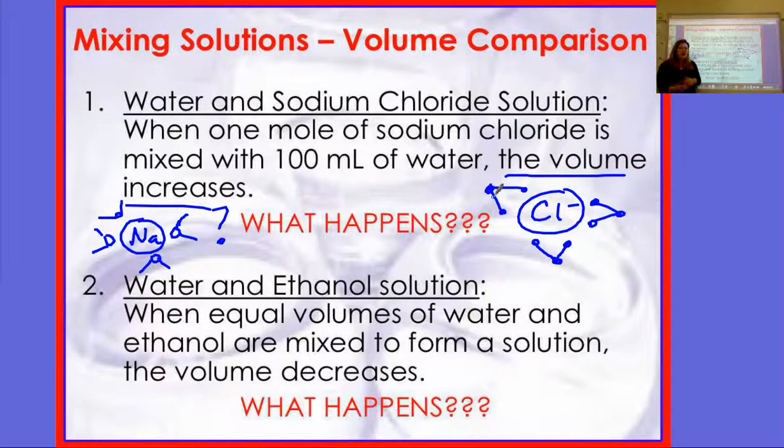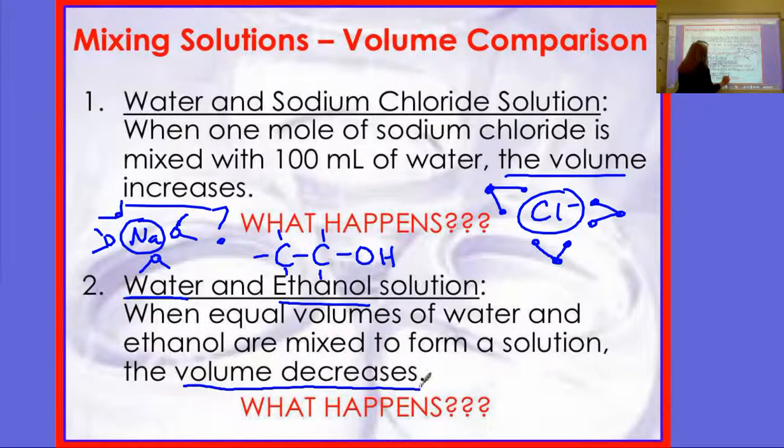But on the flip side, if you add water and ethanol, remember this, the volume actually decreases. If I would add 5 milliliters of ethanol to 5 milliliters of water, you'd think you'd get 10 milliliters of solution, but it actually goes down. Why? What happens here?